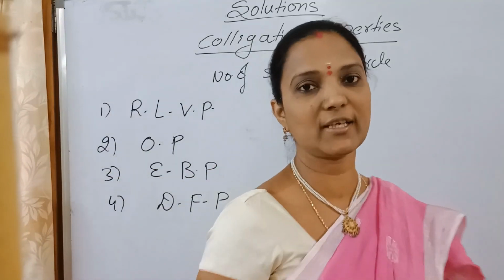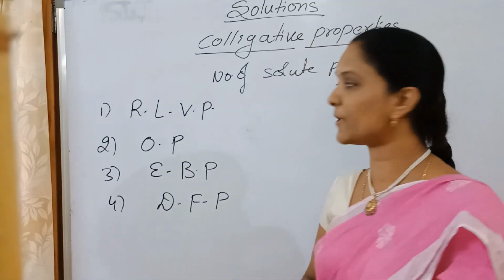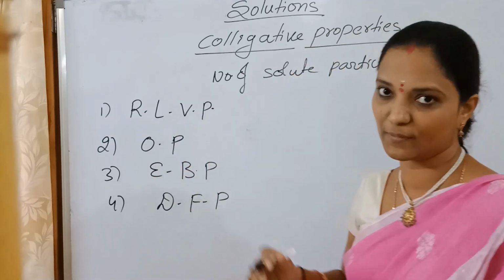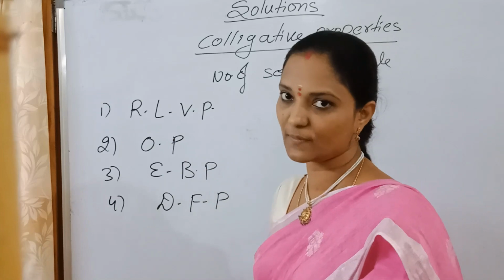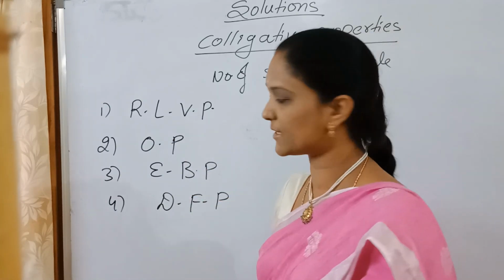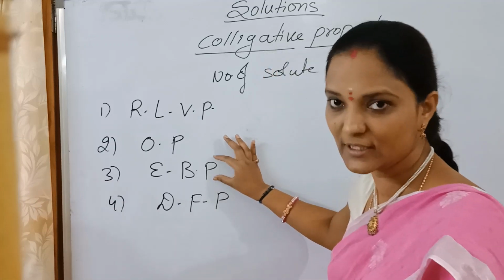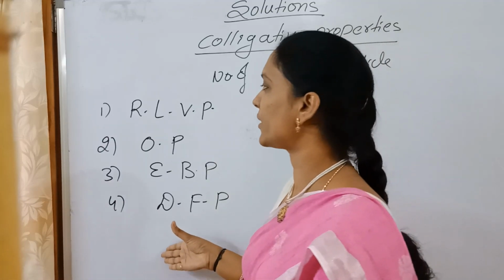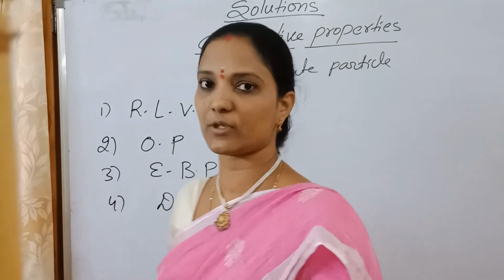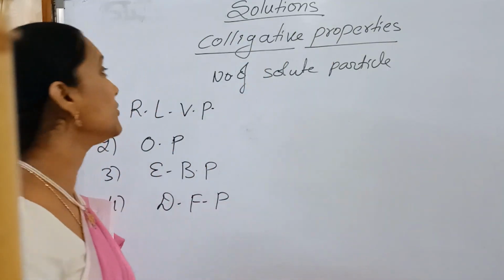How much the boiling point increased? What is the osmotic pressure? And how much the vapor pressure changed, that is lowered? How much the vapor pressure decreased? So increase in boiling point, decrease in freezing point, decrease in vapor pressure, or osmotic pressure. These are colligative properties.